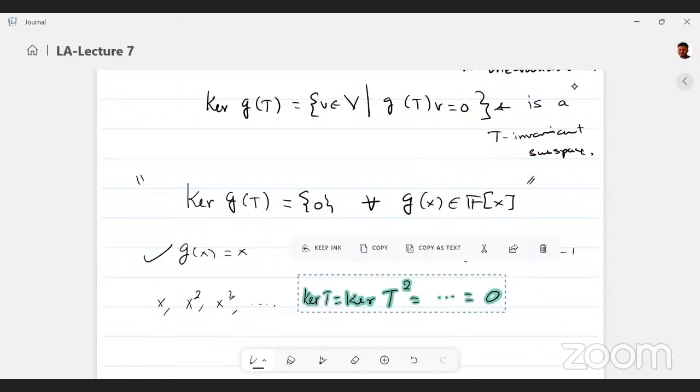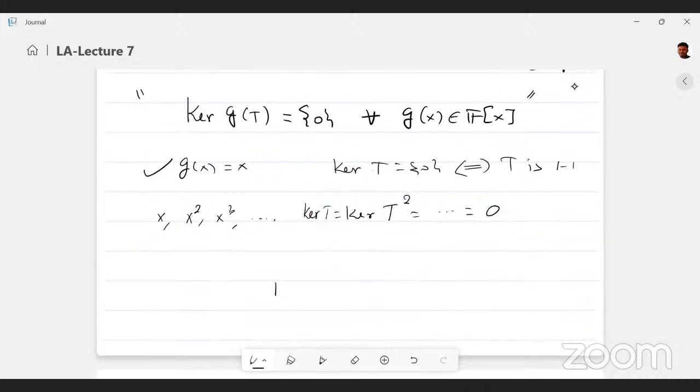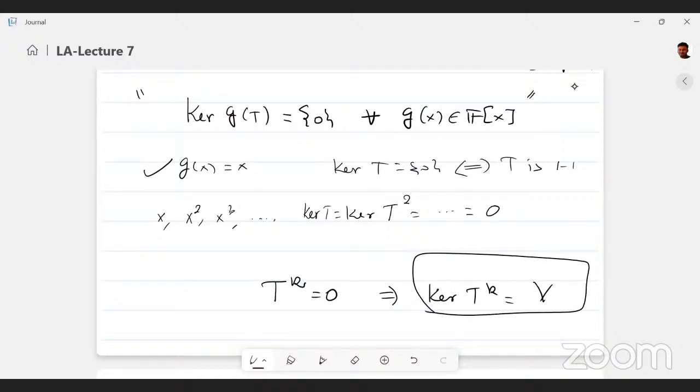Now, something is nilpotent if some power is zero. So that means the kernel of that power will be full. T power k is zero means what? As an operator, it is zero. So that means the kernel of T power k must be the entire V. Then only you will be able to say this is nilpotent. But here we are looking for the other extreme. Why can they not all be zero?